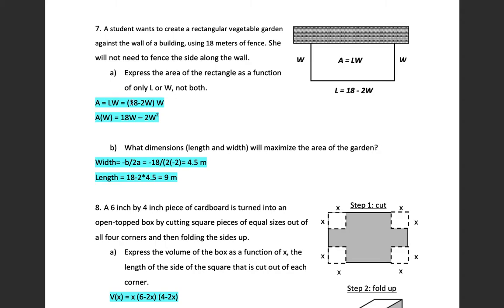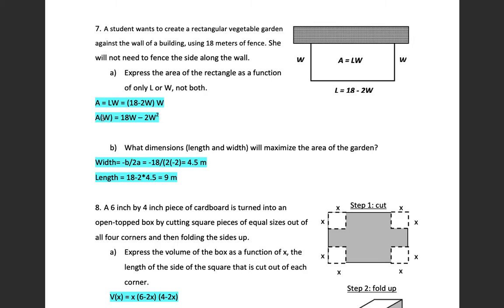So area equals L into W is given. Again, L equals 18 minus 2W is given. So we can put the value of L here in the question. For this L, if we put it, we get this. Then 18 into W, that means 18W. 2W into W means 2W squared.